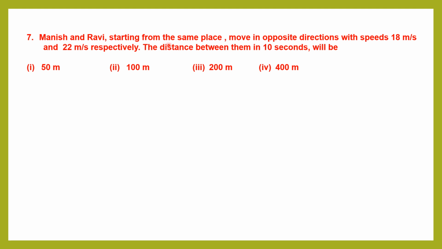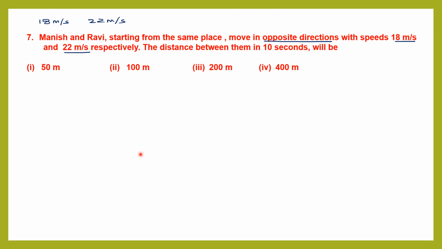Question 7. Manish and Ravi, starting from the same place, move in opposite directions. This is very important. So both of them are starting from the same place, but they're moving in opposite directions with speeds 18 meter per second and 22 meter per second respectively. So the speed of Manish is 18 meters per second and Ravi's is 22 meters per second. So this is what we've been told. Now we are asked to find the distance between them in 10 seconds.